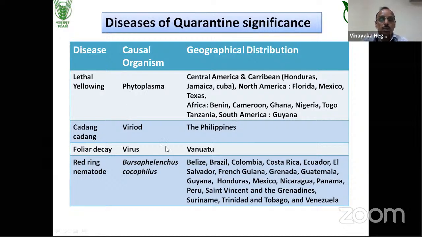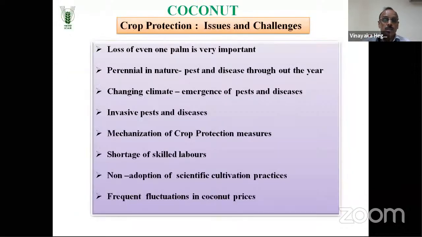Then Kadang-Kadang is, of course, in the Philippines and some areas only. It has not yet spread, so there is no decay, but definitely it has to be one of the major ones. And as for other viruses, in India there is no virus disease as of now in coconut, but in some parts of Vanuatu and other areas, foliar decay virus is there, which has been reported and characterized also. So it is regarded as a quarantine pest. Since seedlings are not being taken, there may not be much risk involved. But anyway, this has to be observed. It should not be introduced to India by any means.